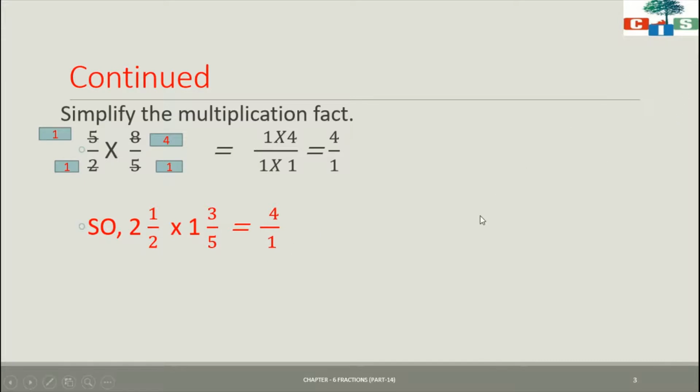Okay scholars, we will see one more sum of question number 2.